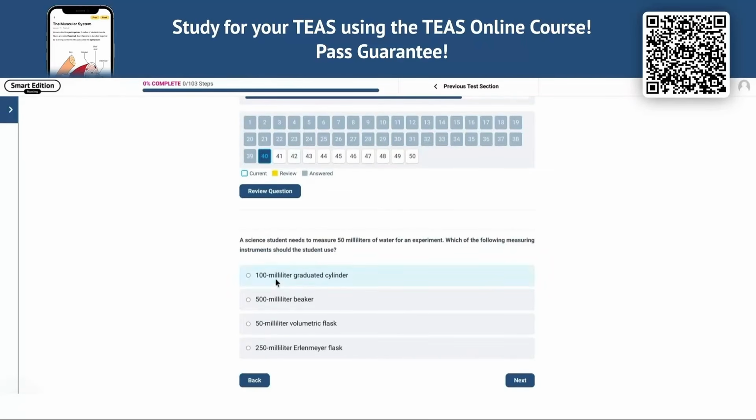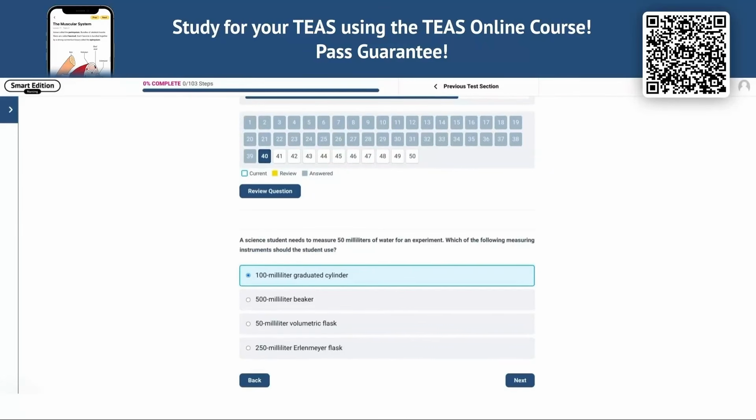So the correct answer here is a 100 milliliter graduated cylinder. A graduated cylinder is specifically designed for measuring liquid volumes accurately, and it is an acceptable device to be used for measuring in scientific settings. A 100 milliliter graduated cylinder will have clear markings that will allow the student to measure exactly 50 milliliters of water, making it the best choice for precise measurement.